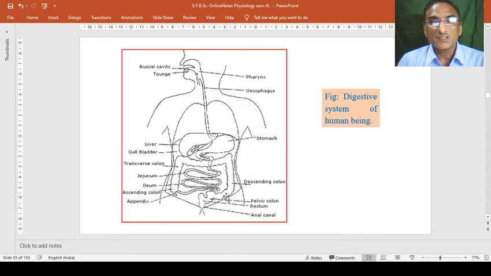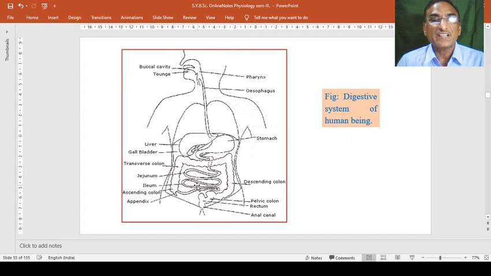Posterior is the colon, and the pelvic colon, a bulged part, and at last in the digestive system we see the rectum, a small globular or sac-like structure called the rectum, and finally undigested food is passed out through the anus. So this is the whole process of digestion in the alimentary canal.